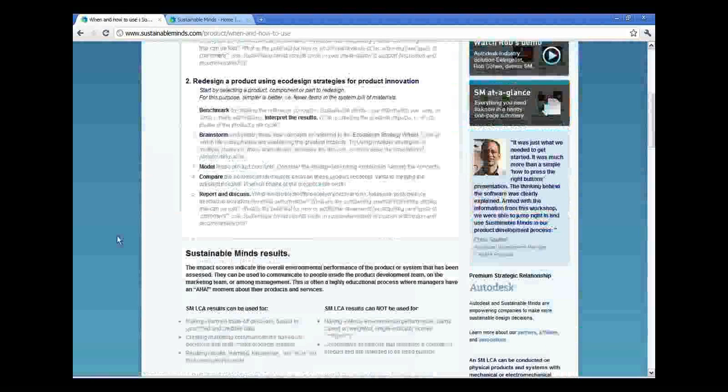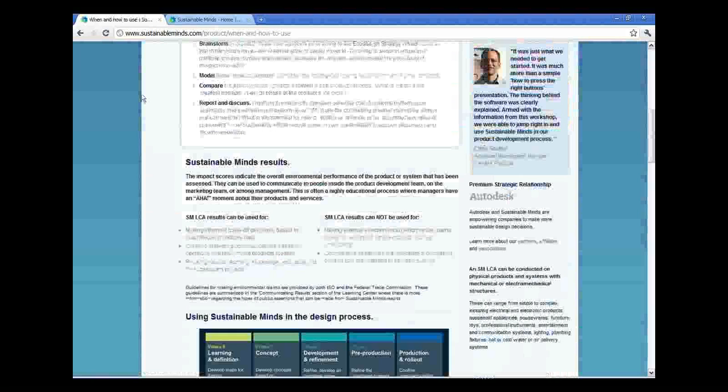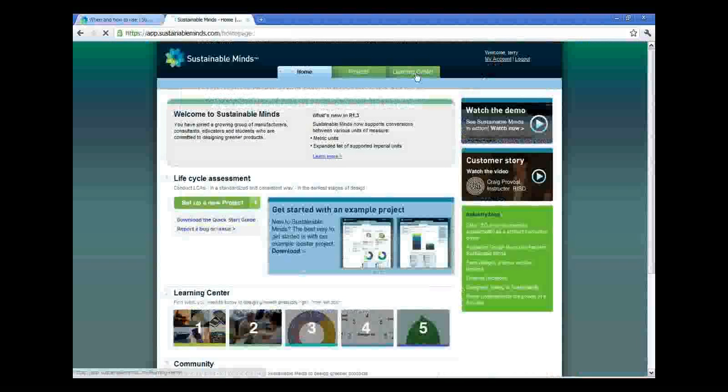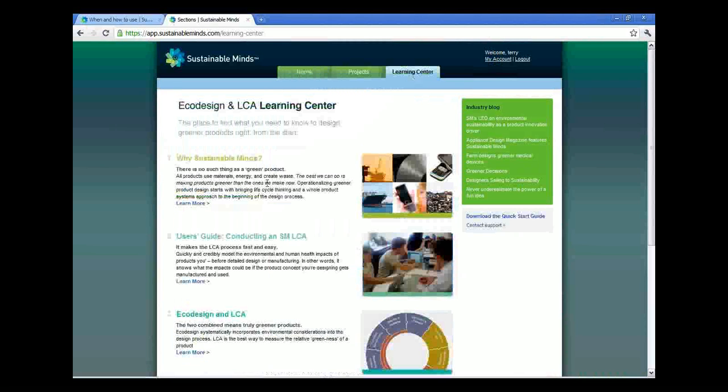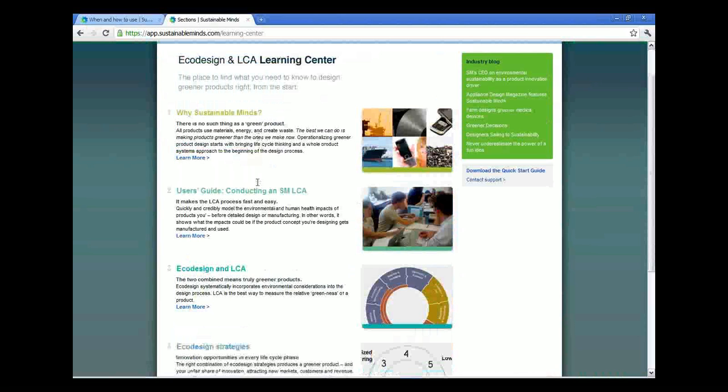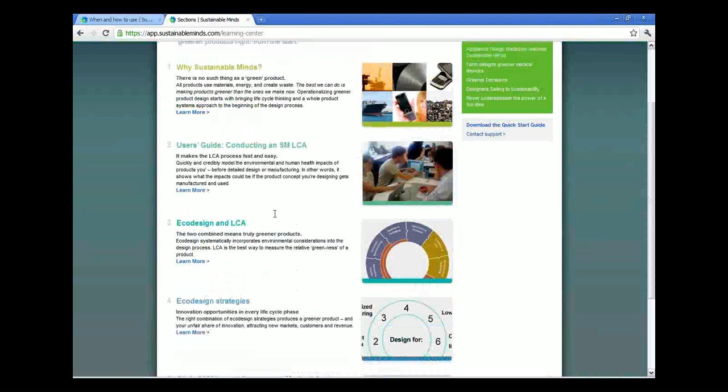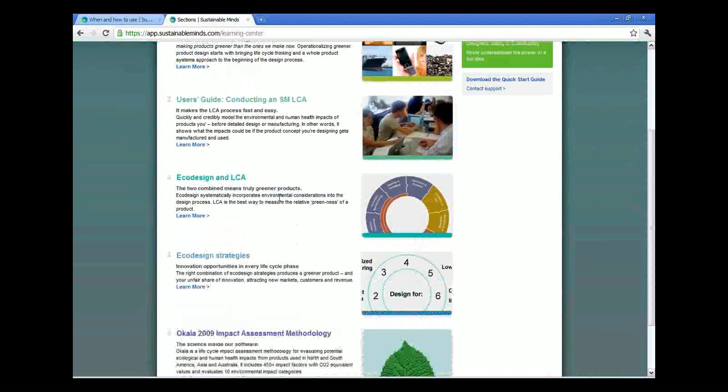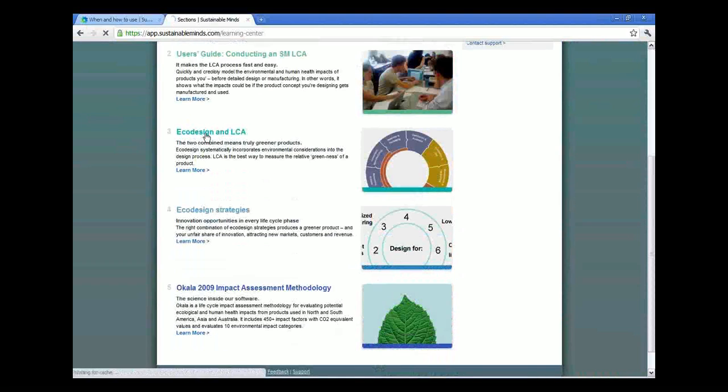Okay. Now, if we say that Sustainable Mines is mirroring eco-design and lifecycle assessment, if you log onto our software, you'll see that there's a learning center. And in the learning center, there are several chapters of information available for you: why to use Sustainable Mines, a user guide of conducting Sustainable Mines, theory about eco-design and LCA, eco-design strategies, and how we get to our environmental footprints. Well, let's have a look at one of those chapters.